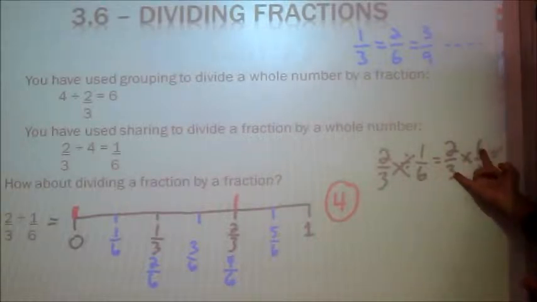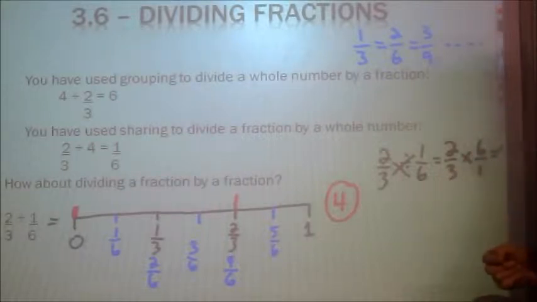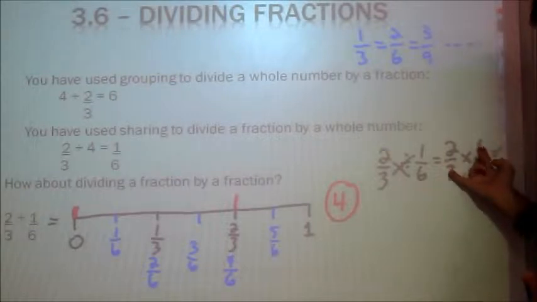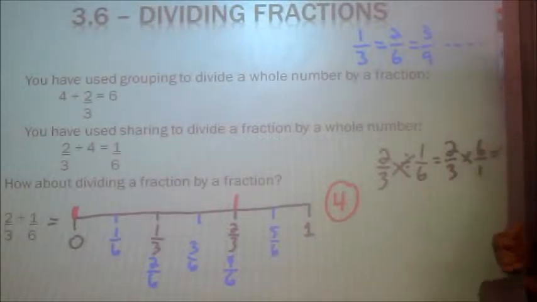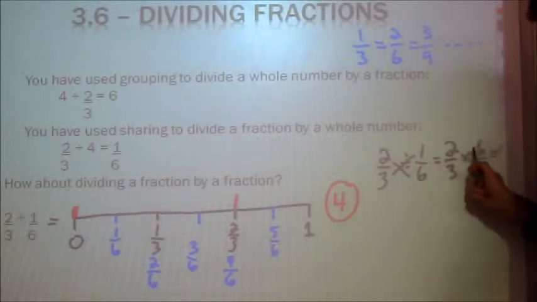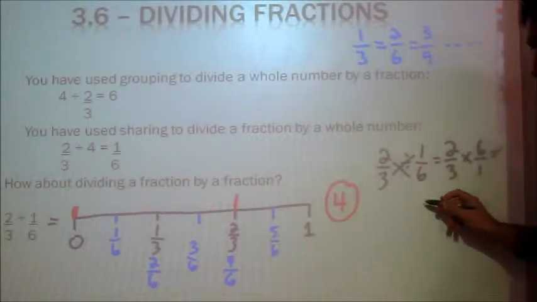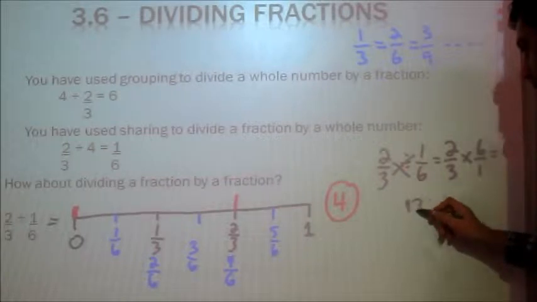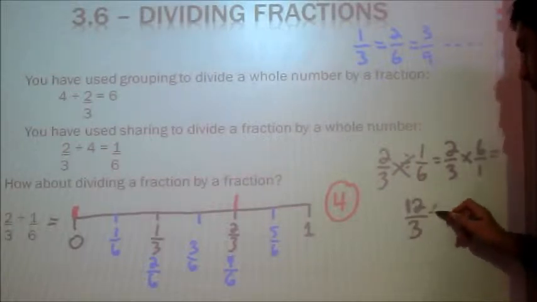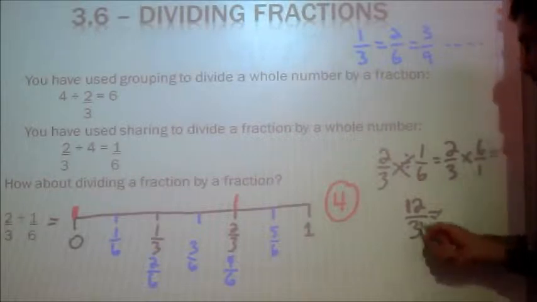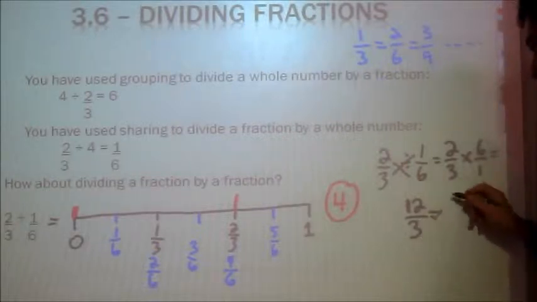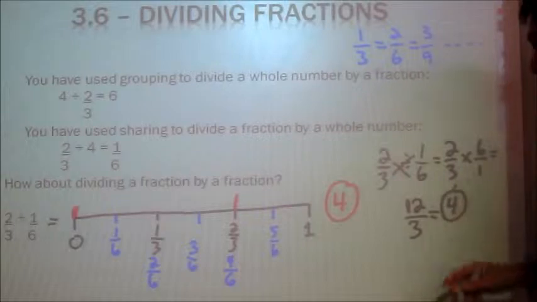Or if you wanted to simplify, I see a common factor here between 3 and 6. They both share the factor 3. So we could divide each of those by 3 to simplify before we multiply. In any case, I'm going to multiply first for this example. So 2 times 6 is 12, and 3 times 1 is 3. Then I'm going to simplify. 12 divided by 3 is equal to 4.